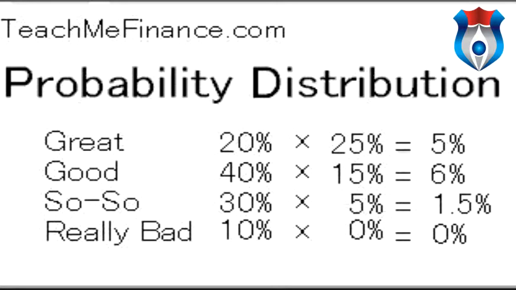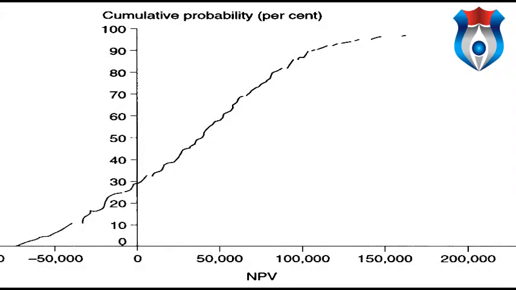Now you add up the numbers in the right-hand column, 5, 6, 1.5, and 0. And you get a total of 12.5%. So after taking a weighted average, the expected rate of return is 12.5%.